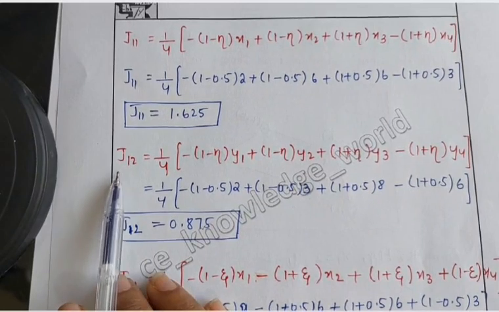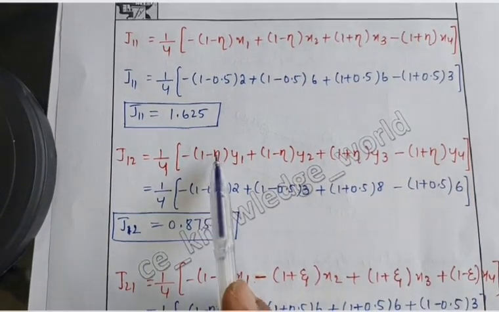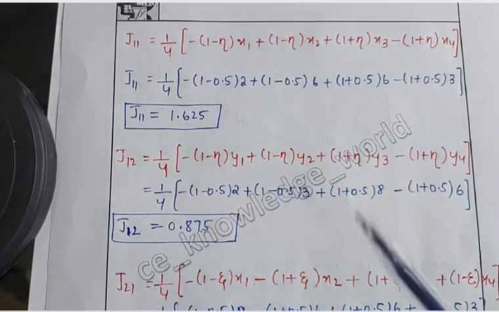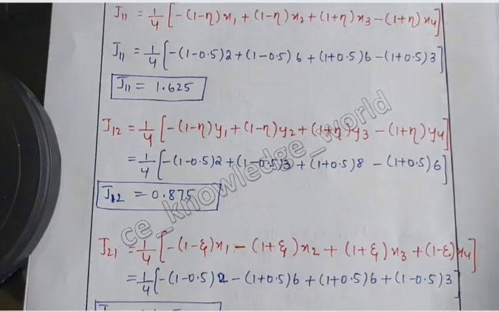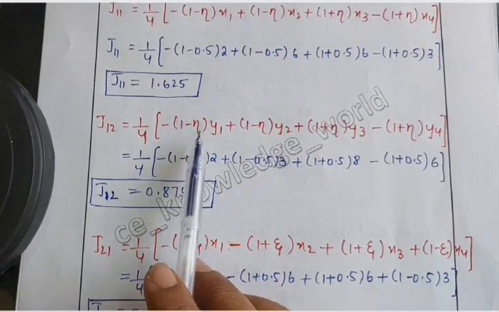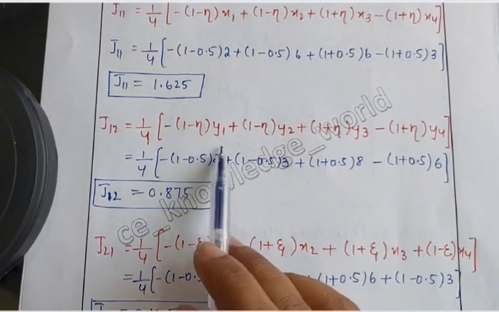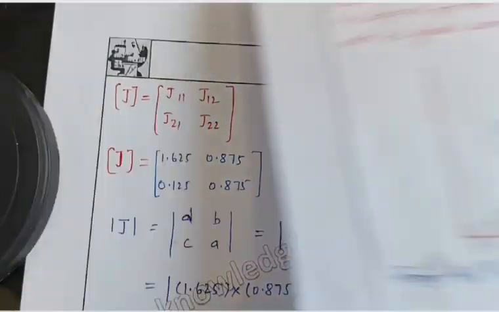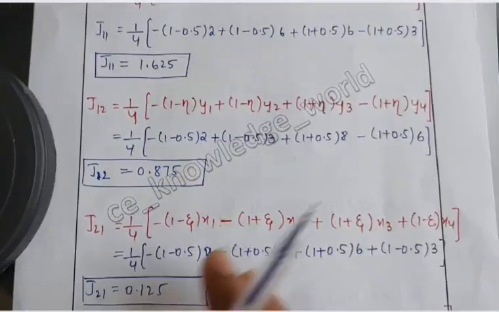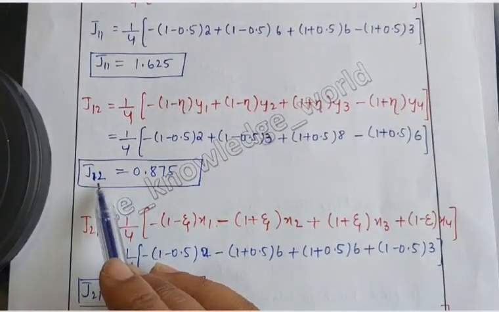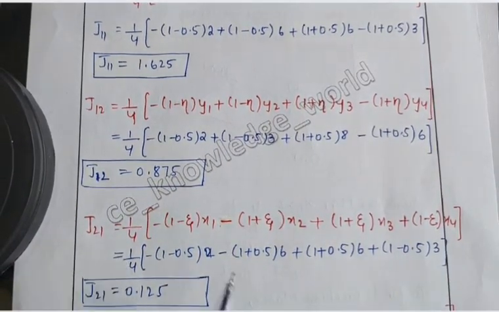In the same way, the formula for J12 is 1 by 4 of this. Here we take only Poisson's ratio, whose value is 0.5. We know the y1, y2, y3, y4 values, so substituting all of them over here, we get J12 equals 0.875.